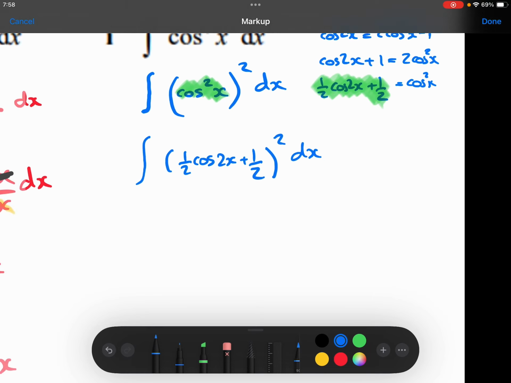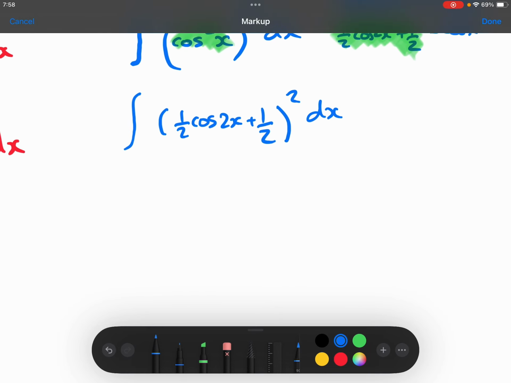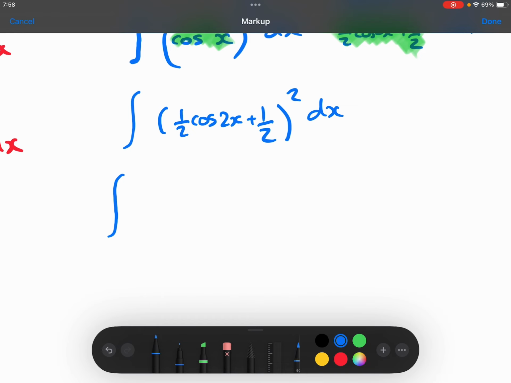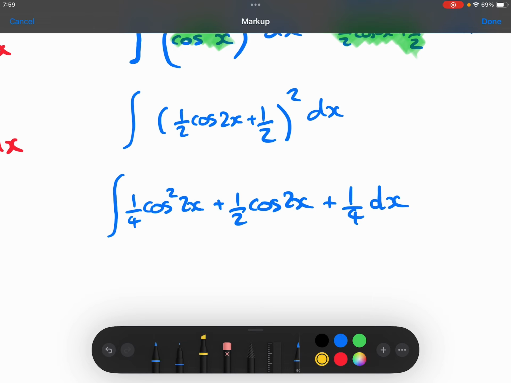Right, I can now expand those brackets again. So a half cos 2x times a half cos 2x is a quarter cos squared 2x. A half cos 2x times a half is a quarter, then double that, so we'll get a half cos 2x, and a half times a half is a quarter. Right, the quarter will integrate easily. This cos 2x will integrate relatively easily. This cos squared here will not.